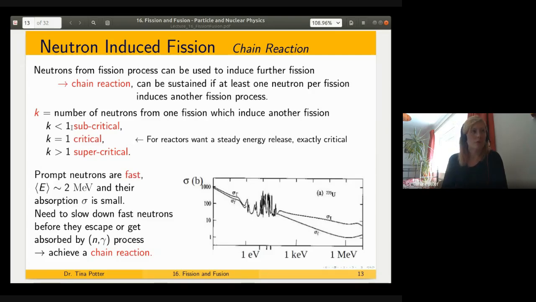Now, these prompt neutrons, as I said, are the ones that come out first, in 10 to the minus 16 seconds. They not only come out very quickly, they come out with quite high energies of around 2 MeV. Neutron capture cross-section, remember, drops as 1 over V. So our neutron capture cross-section is actually quite low for these high energy prompt neutrons. We need to slow them down. We can slow them down to much lower energies, thermalize them essentially, and then they have very high neutron capture cross sections and can be useful for us and induce a chain reaction. So we need to slow them down.